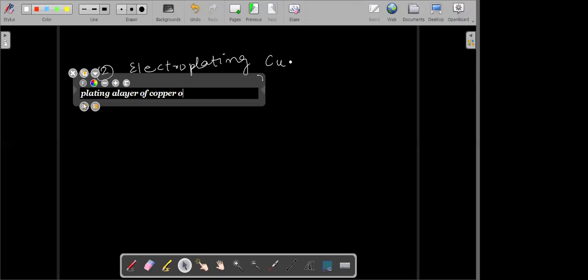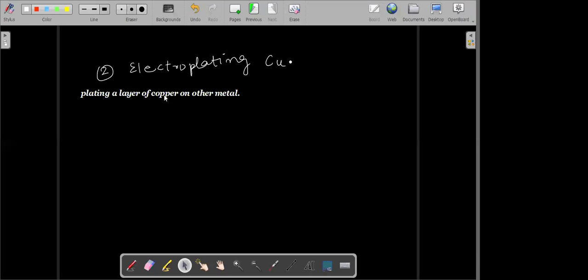Plating a layer of copper on other metal. So on any other metal, we are plating, we are providing a layer of copper. How do we do it? Whatever metal is to be deposited, that metal is connected to the positive terminal of the battery, and it is called the anode.